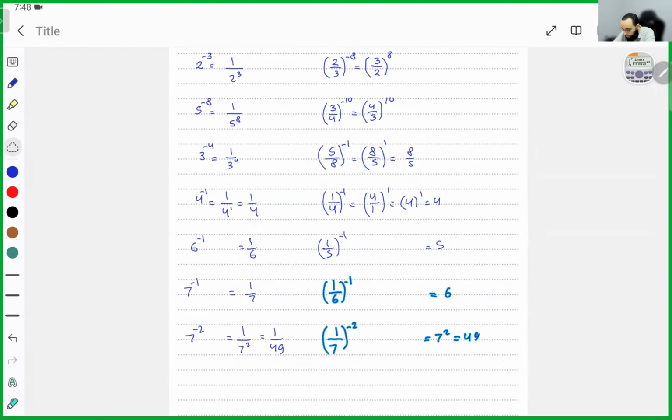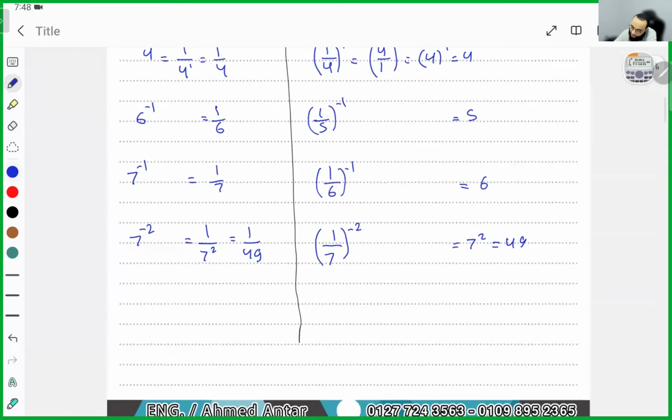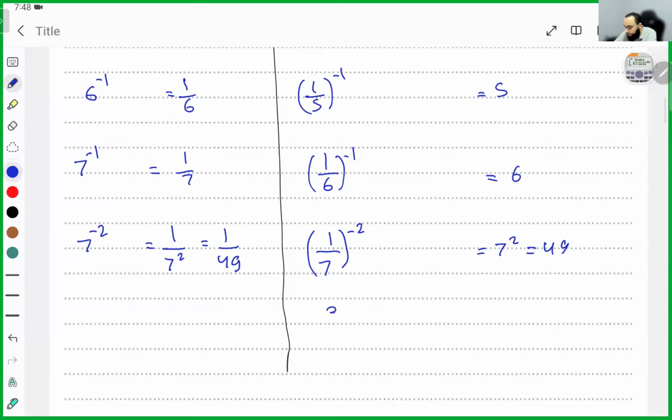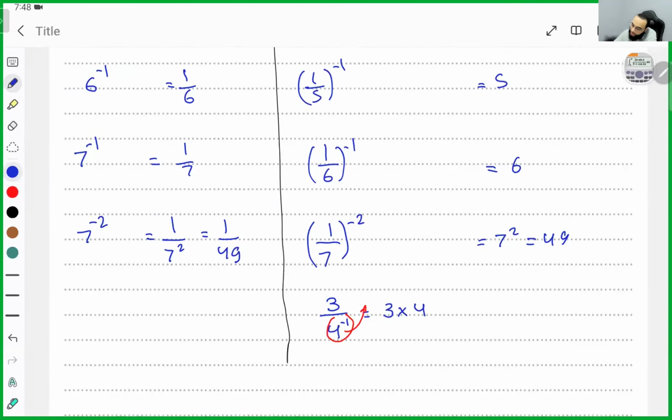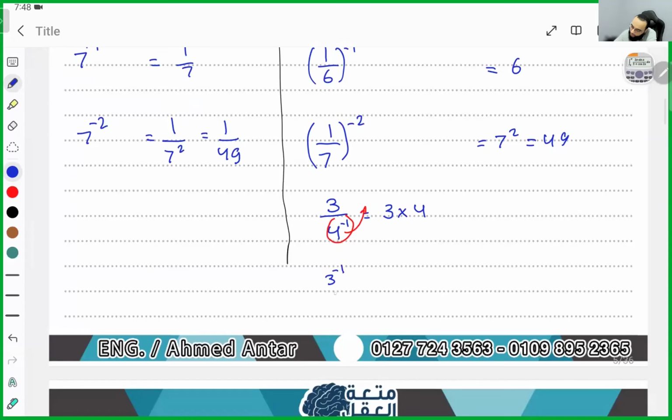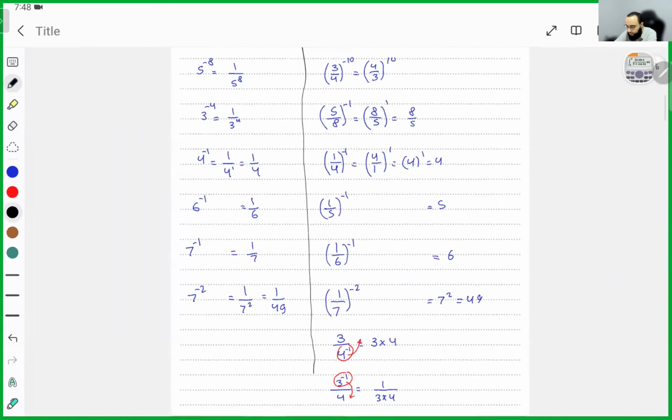Look here. If you have an example like that, if we have 3 over 4 power of negative 1, it's going to be what? 3 times 4. You know what happened? The denominator goes up, by multiplication. And if it is 3 power of negative 1 over 4, then it's going to be 1 over 3 times 4. So it has a negative power, I put it down. You got the difference? Yes.